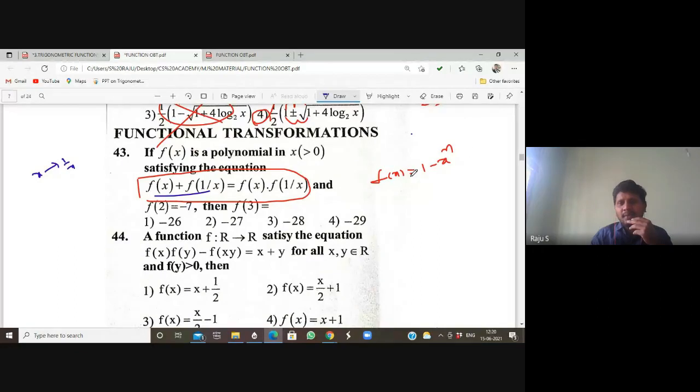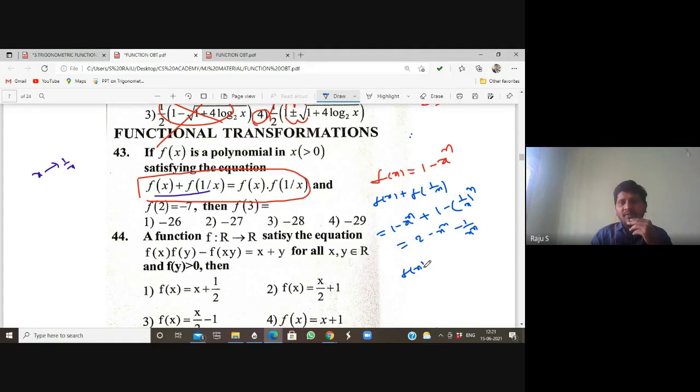See here, this is satisfied by this function. You can substitute here. Surely you are going to get LHS equal to RHS. Once you check LHS, f of x plus f of 1 by x: f of x is 1 minus x power n, plus f of 1 by x, replace x by 1 by x, 1 minus 1 by x whole power n. So 1 plus 1, 2 minus x power n minus 1 by x power n.